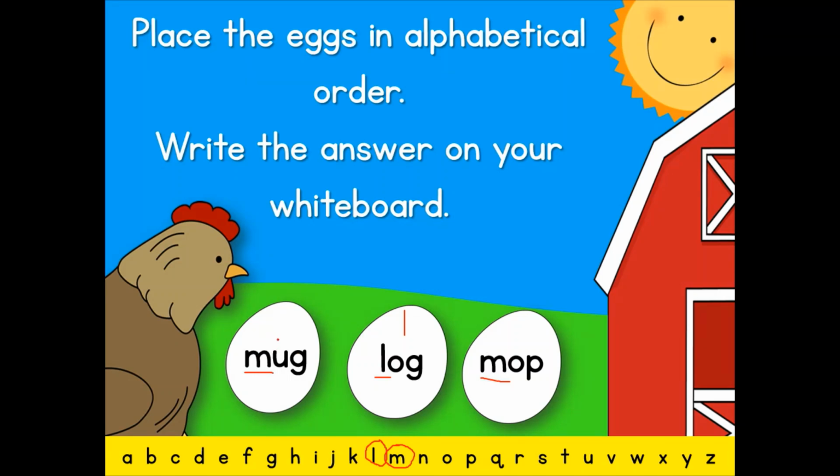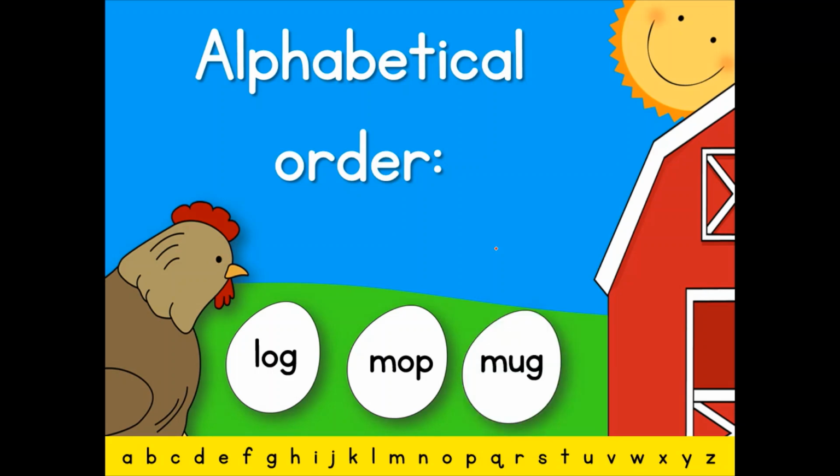So we look at the second letter. Cross out the first letter on both of those. Now we're looking at the U and the O. So look back at your alphabet. And when we get to O or U, we're going to stop, and there's O. So mop is next. And just to make sure, yep, there's U. And it's way after mop, so mug is third. So your order should be log, mop, and then mug. Very nice job.